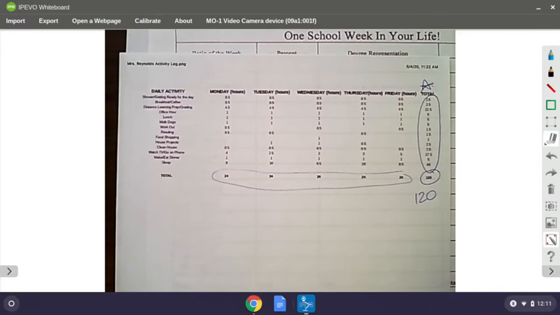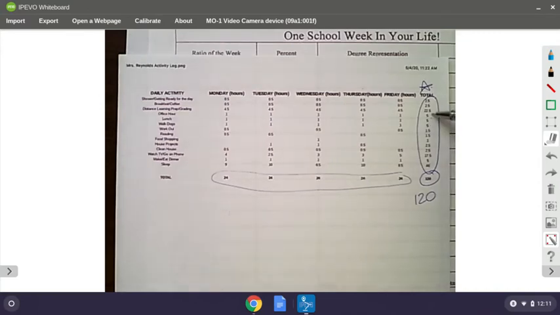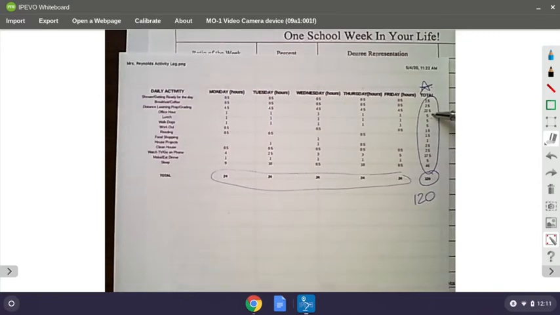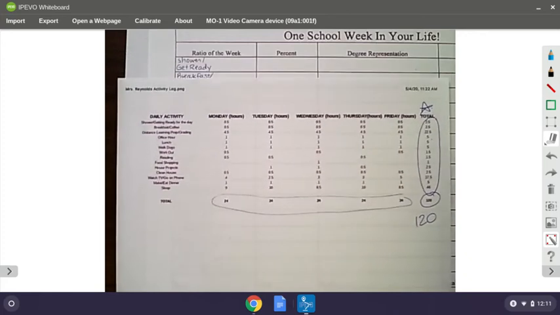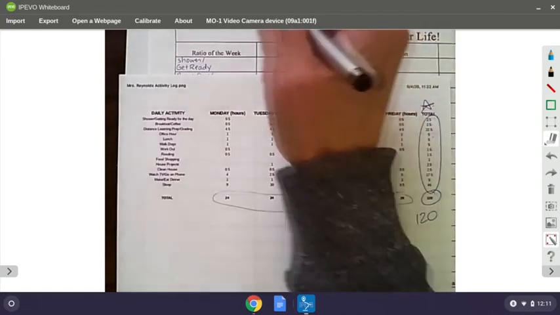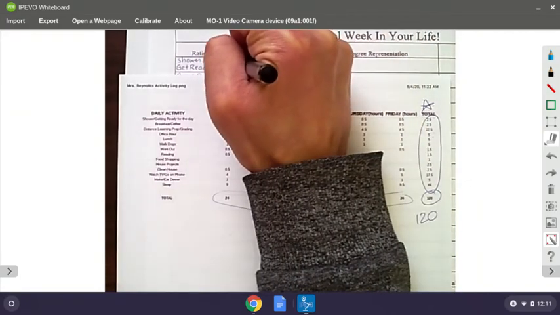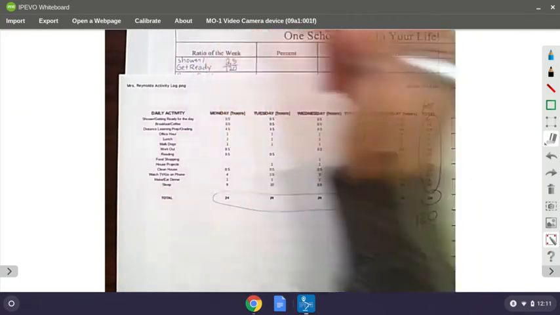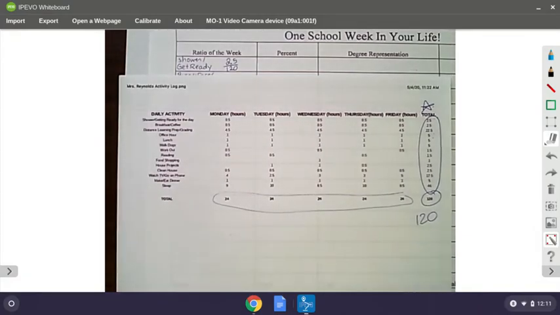Okay, so basically what you're going to do is take these totals and write a ratio for each one of how much time you spent doing each one out of the total 120 hours for the week. So for example, my first one, shower and getting ready, I spent a total of about 2.5 hours. So I'm going to put 2.5 over 120. And then you do that for all of them.